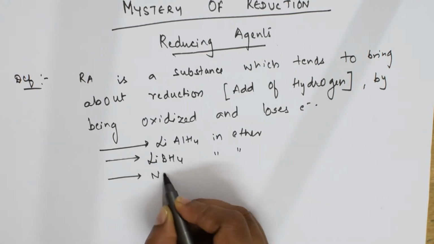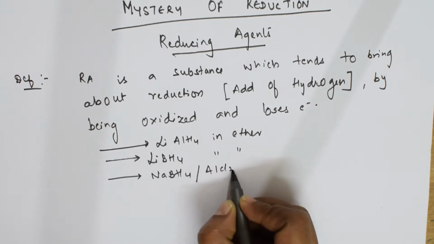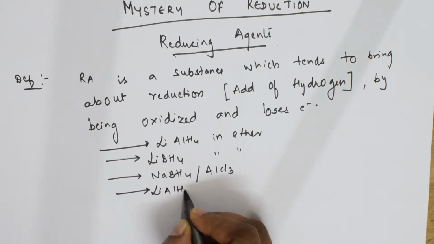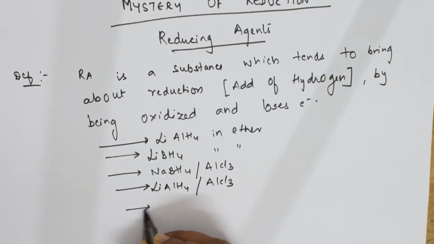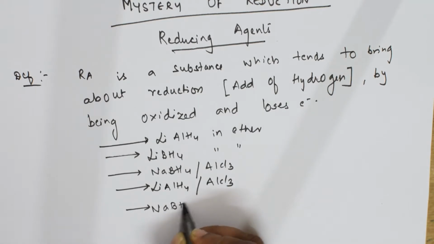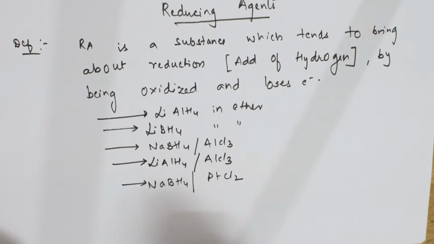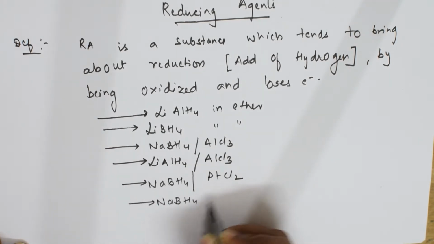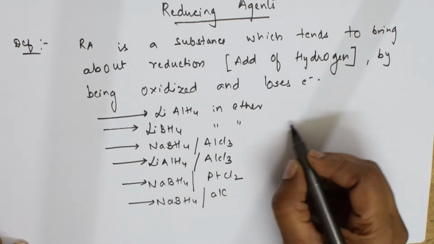The next reducing agent is sodium borohydride in the presence of AlCl3, a Lewis acid. Next would be lithium aluminium hydride in the presence of a Lewis acid. Next, one more reducing agent is sodium borohydride in the presence of PtCl2. One more which I wish to share with you all is sodium borohydride in the presence of alcohol. So keep listing, so many are there, right?